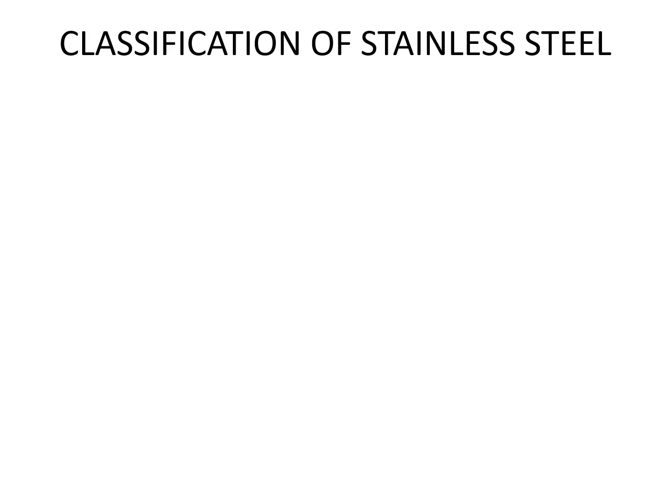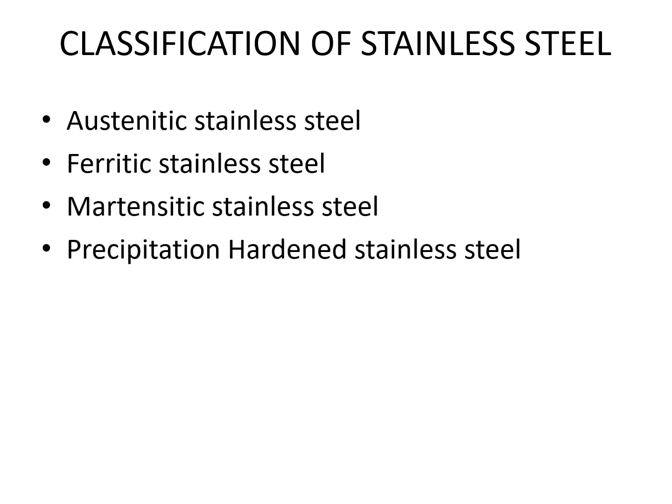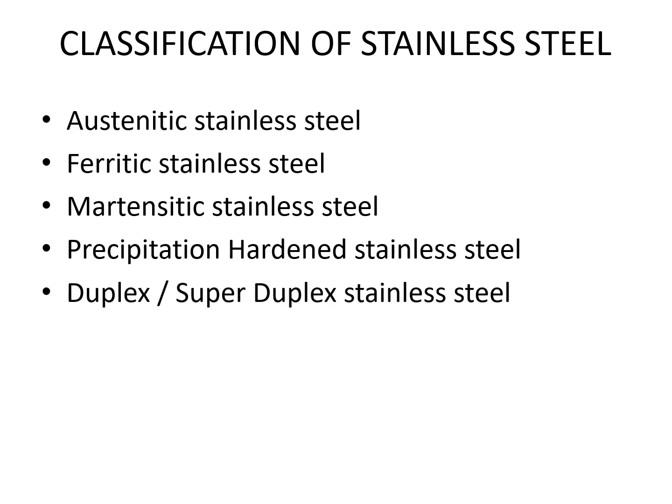We discussed the classification of carbon steel. Now let us see the classification of stainless steel. Stainless steel is also very commonly used in the fabrication industry. The first classification is austenitic stainless steel, ferritic stainless steel, martensitic stainless steel, precipitation hardened stainless steel, and duplex or super duplex stainless steel.